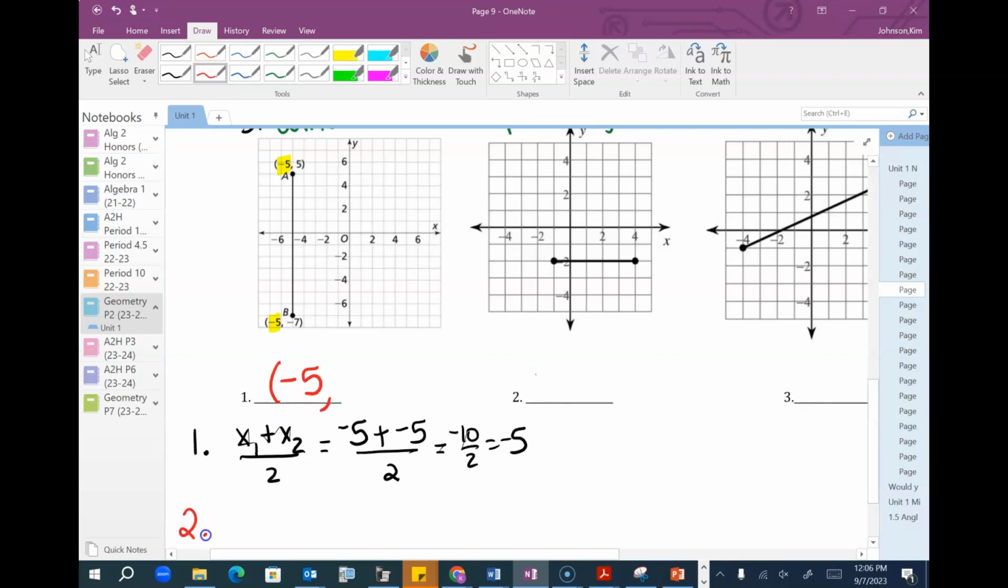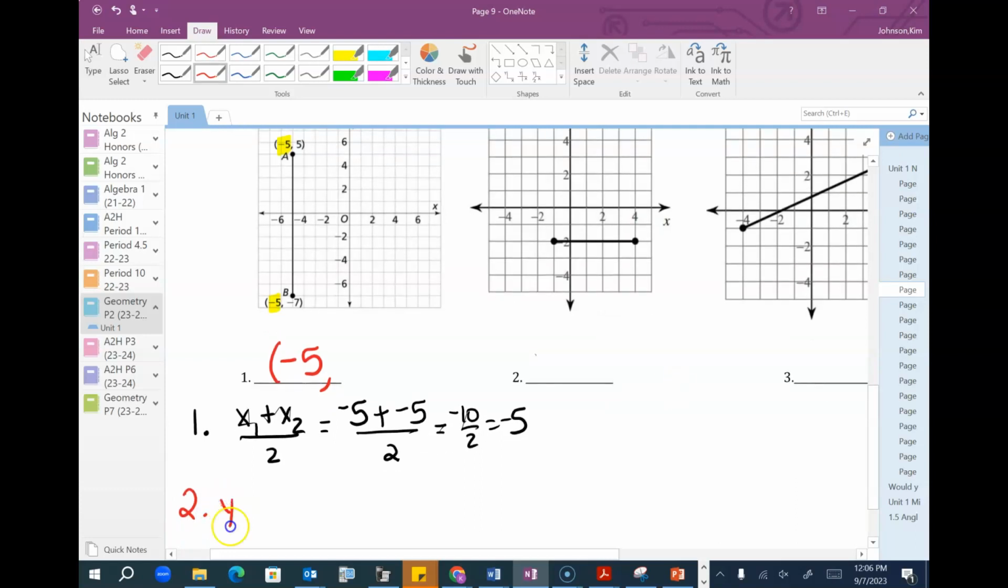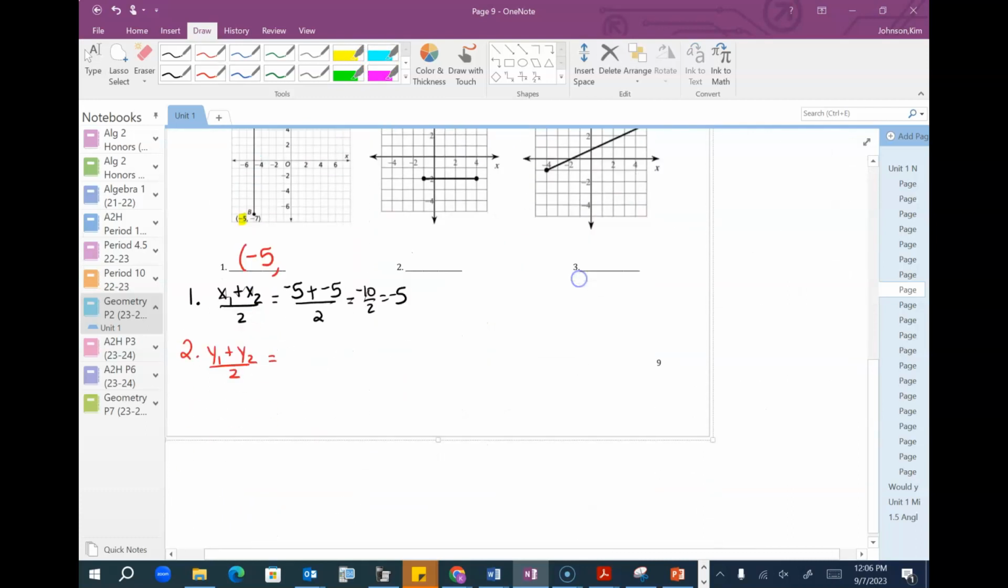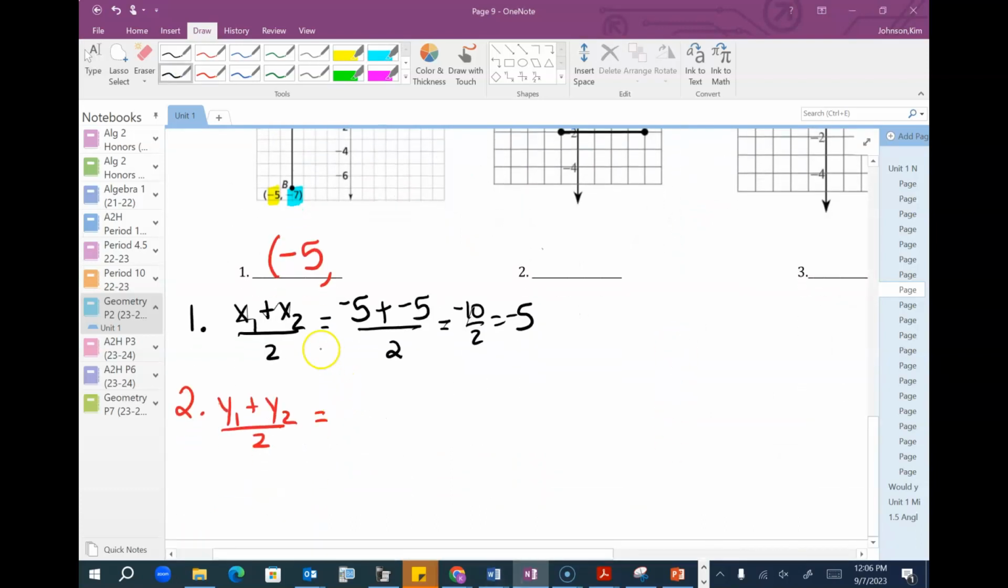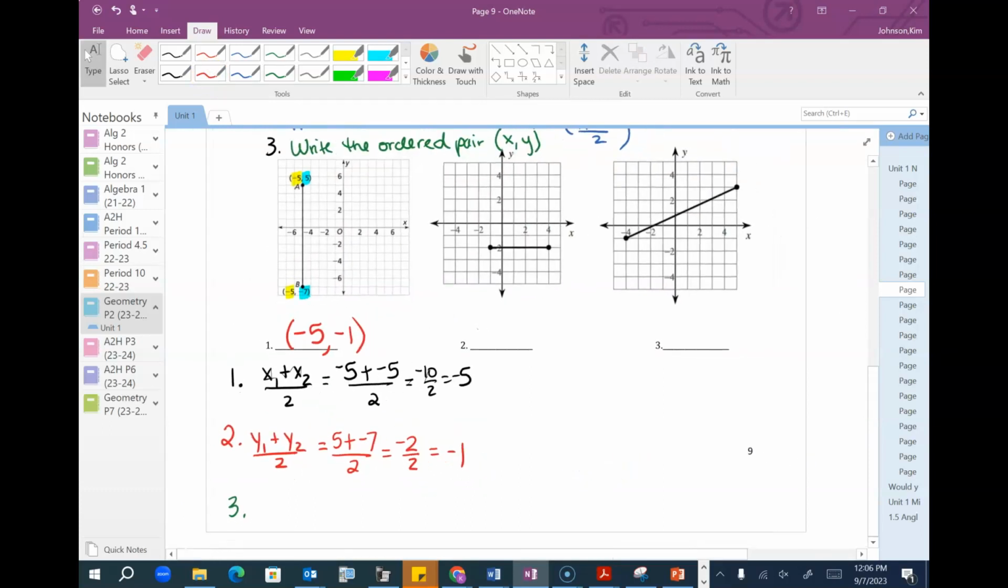Then, step 2, I'm going to find the middle of my y's, so that's y1 plus y2 divided by 2. So here's my first y. Ooh, whoopsie, sorry about that. Here's my second y, so I'm adding 5 plus -7 together. So 5 plus -7 divided by 2. That's -2 divided by 2, which gives us -1. And then our final step is to write the ordered pair, and I'm just going to go back up to the line. So I have -5 in for x, and then -1 goes in for y, and I'm done. So the midpoint of AB is the point -5, -1.